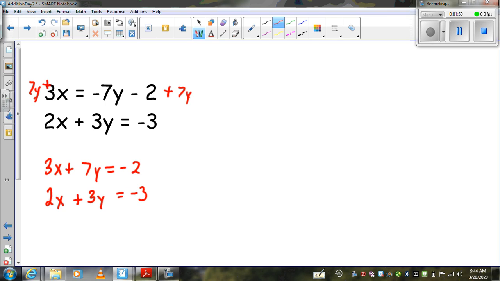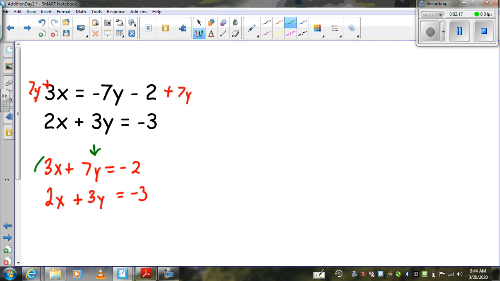Now we need to get opposite coefficients. Now I want you to know it doesn't matter which coefficients you decide to make opposites. If you choose to get rid of the y's, what's a number that 7 and 3 both go into? 21 is that number. Actually, you could choose anything, as long as 7 and 3 both go into it. But 21 is the lowest number, and therefore would be the easiest to work with.